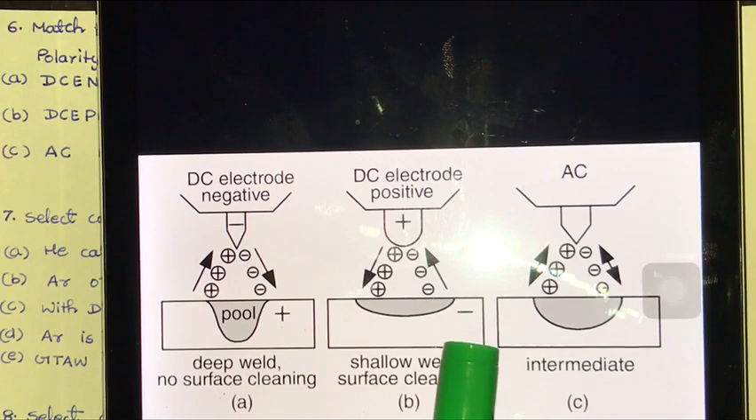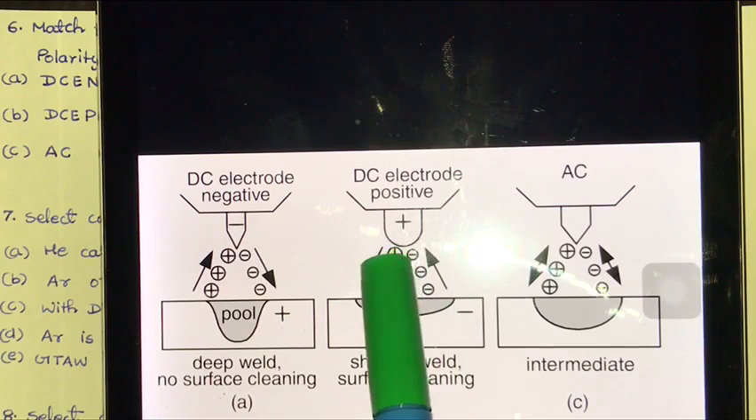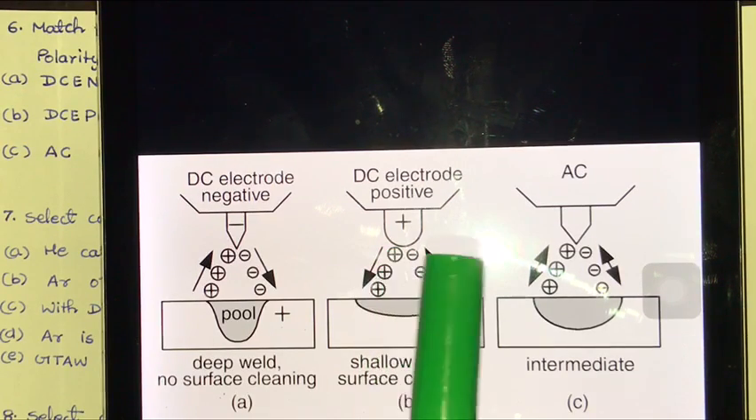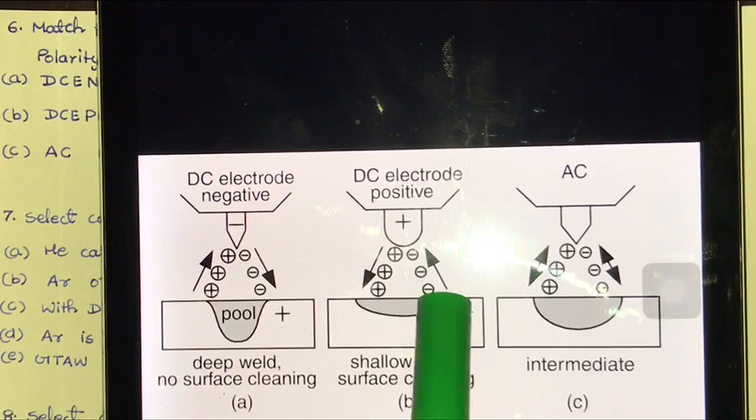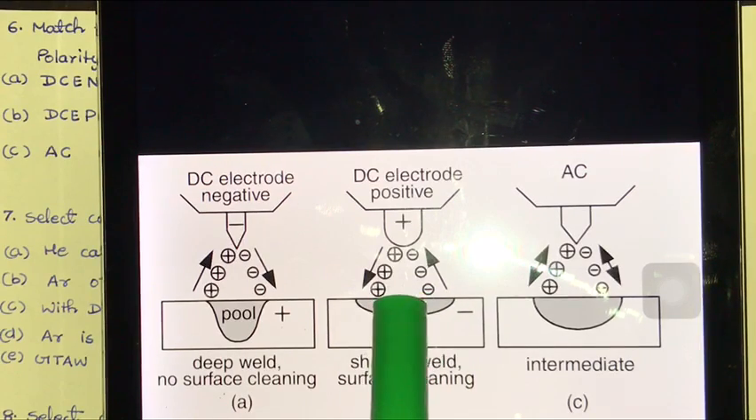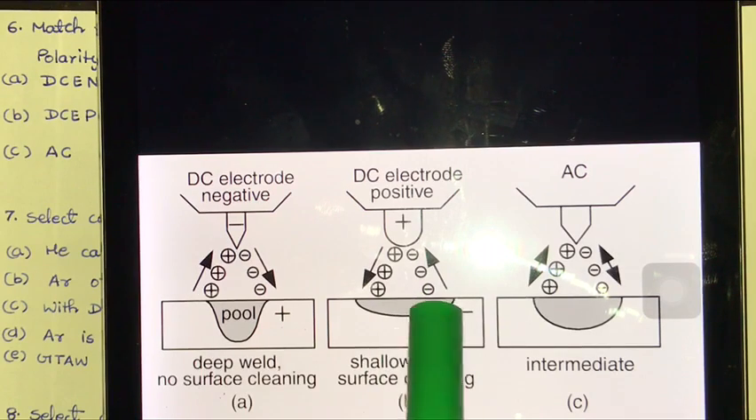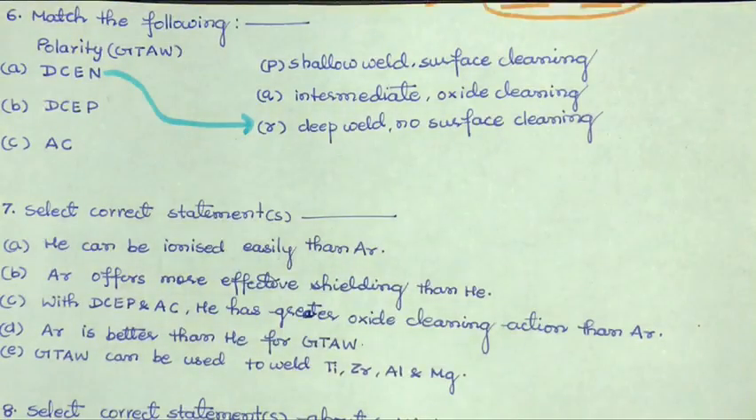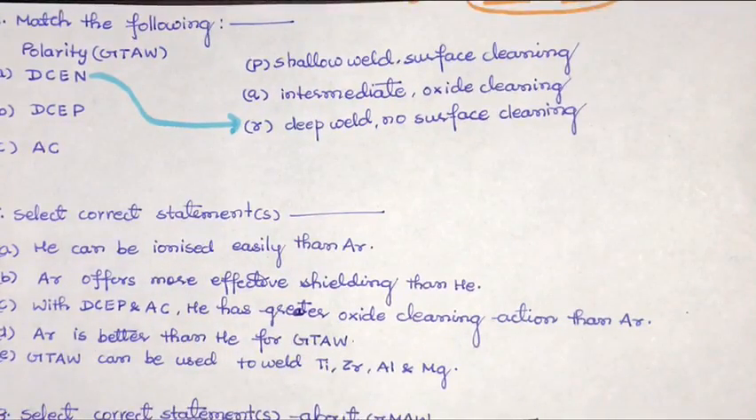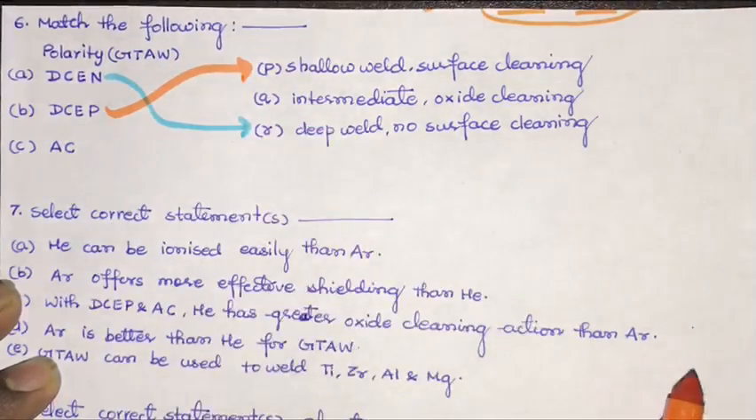And next is that positive ions of the shielding gas get bombarded at the workpiece. Okay, and it knocks out the oxide layer of the surface, and it produces a clean surface. So surface cleaning occurs in DCEP. So that is the shallow weld and surface cleaning. So it will match with P.